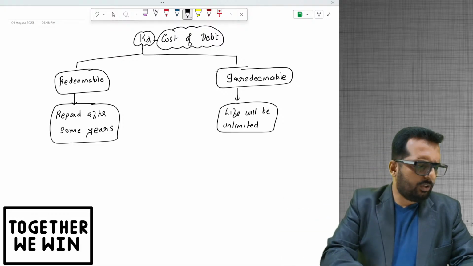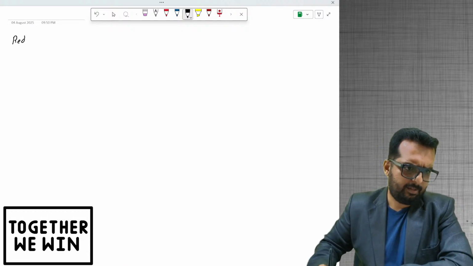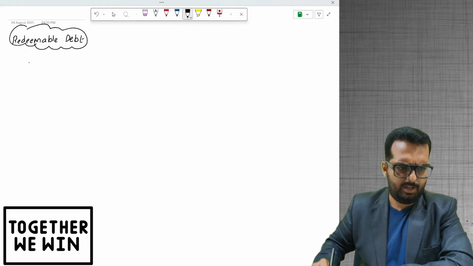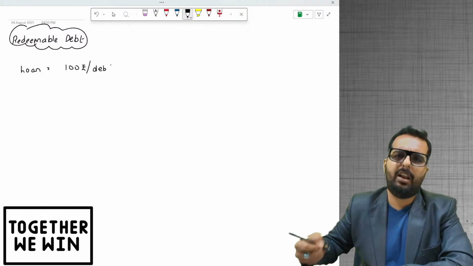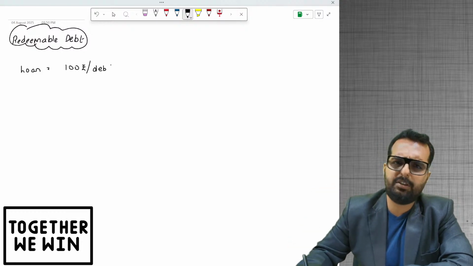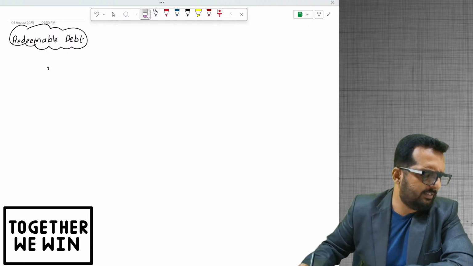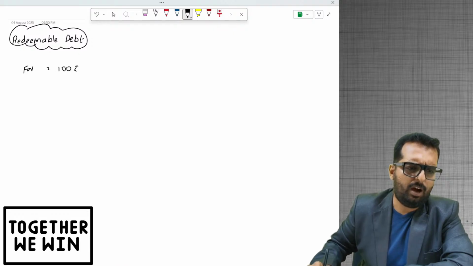Okay. So now when you're talking about redeemable debt, I'll give you a very simple example. You take a loan of, let us say, 100 rupees per debenture. Like this, you have, let's say, hundreds or thousands of debentures. So the loan amount or the face value of this turns out to be how much, friends? The face value turns out to be 100 rupees.